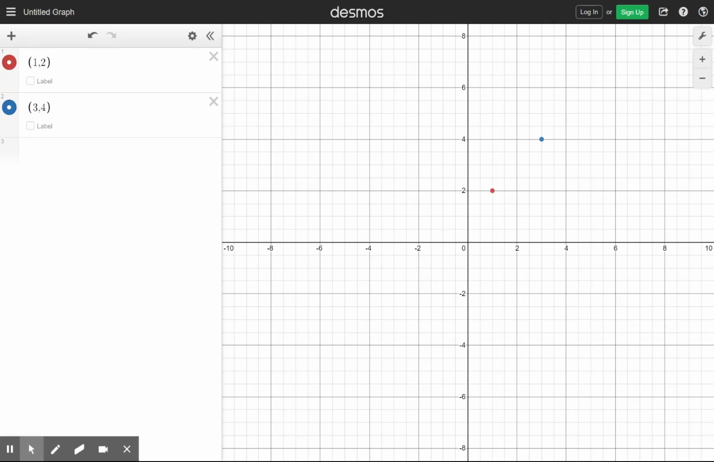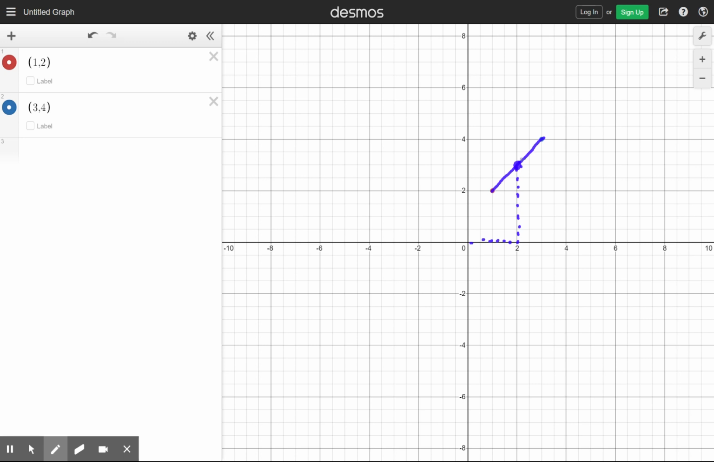Given the points (1, 2) and (3, 4), we are going to find the midpoint of this segment. So I'm going to draw in the segment and I'm going to eyeball it. It looks to me like the midpoint of that segment is over 2, up 3.